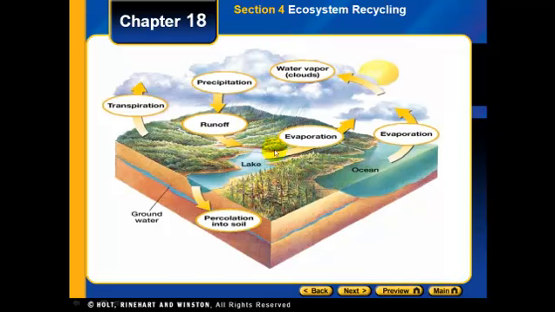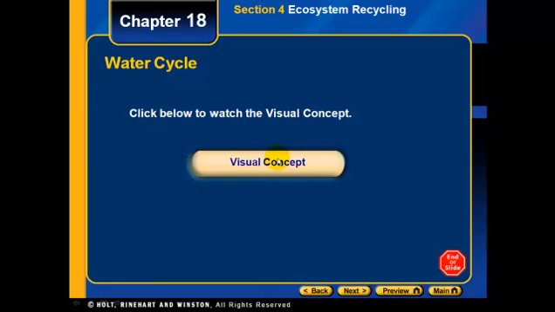Also, you should see runoff, which is when the water is running off and going down to the lakes. Percolation, which is when it gets down into the soil. So you should understand transpiration, precipitation, water vapor, the rain, evaporation. You should understand how this whole thing works. Okay, here we go.